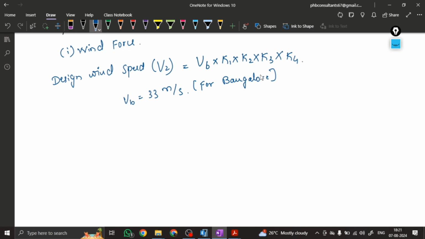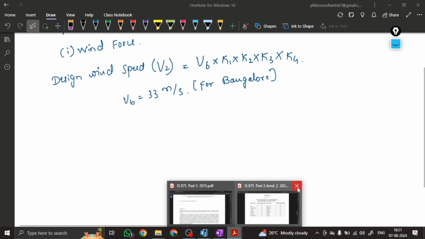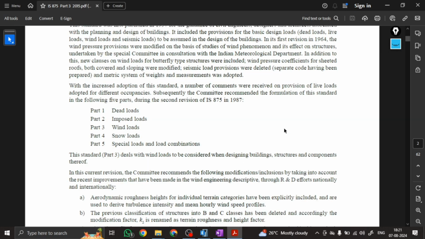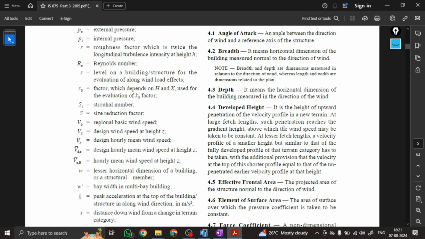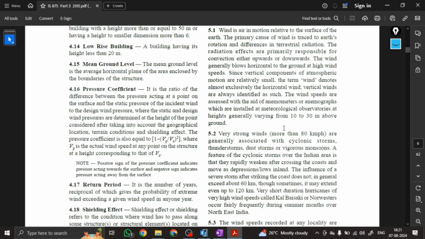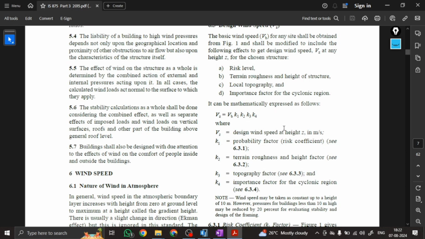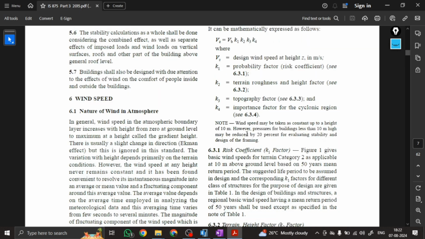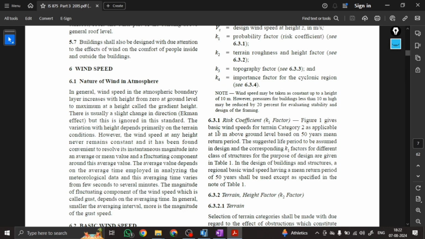Now K1 means probability factor, risk coefficient, clause 6.3.1.